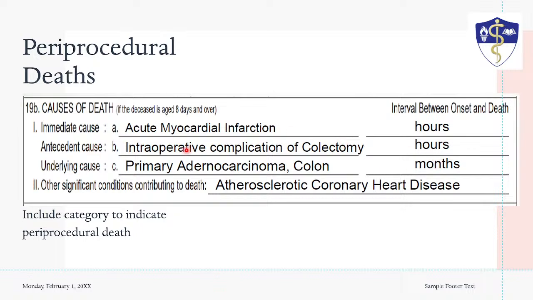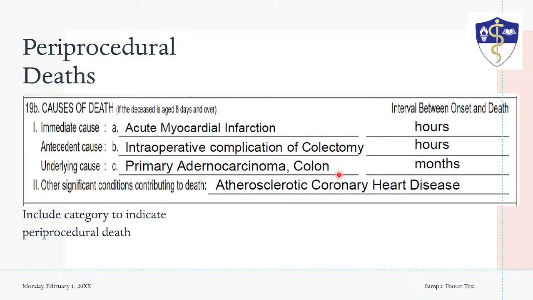So what is the underlying cause? What made both the patient and the surgeon do the colectomy? It was the primary adenocarcinoma of the colon. Since we're discussing this, it's known that it's due to processed foods. So those who love canned goods and instant noodles, it can cause primary adenocarcinoma of the colon. Or you can have it from genetics.